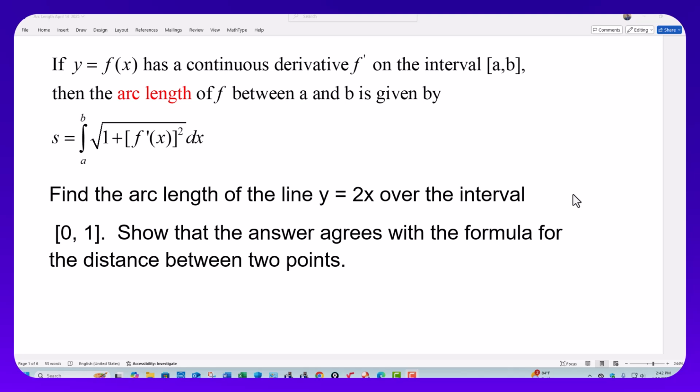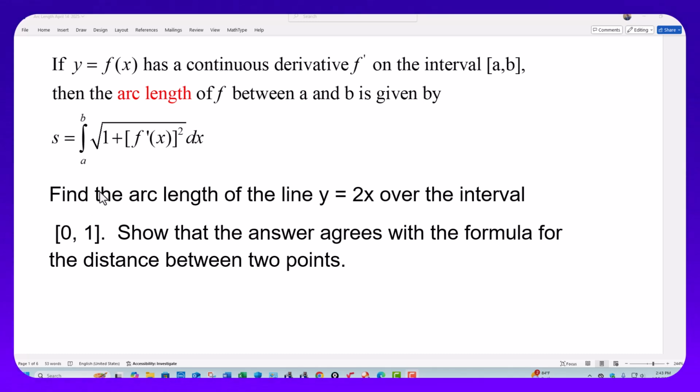In this video, we're going to look at a formula for finding the arc length of a curve. So let's look at the statement here. If y equals f of x has a continuous derivative f prime on the interval from a to b, then the arc length of f between a and b is given by this definite integral. We'll call it s, equal to the integral from a to b of the square root of 1 plus the derivative of the function squared.